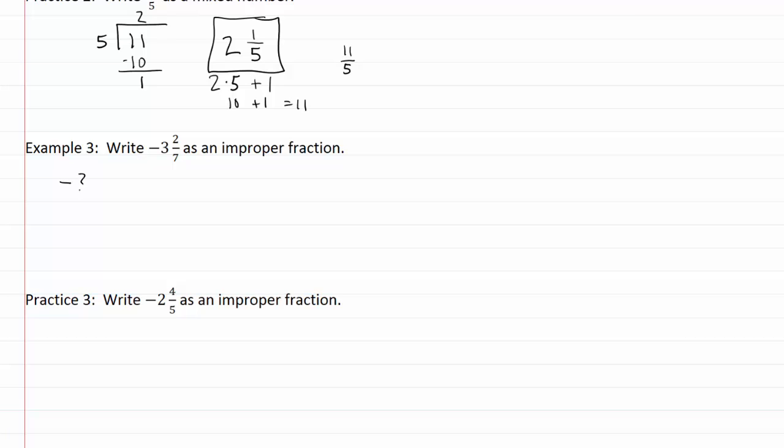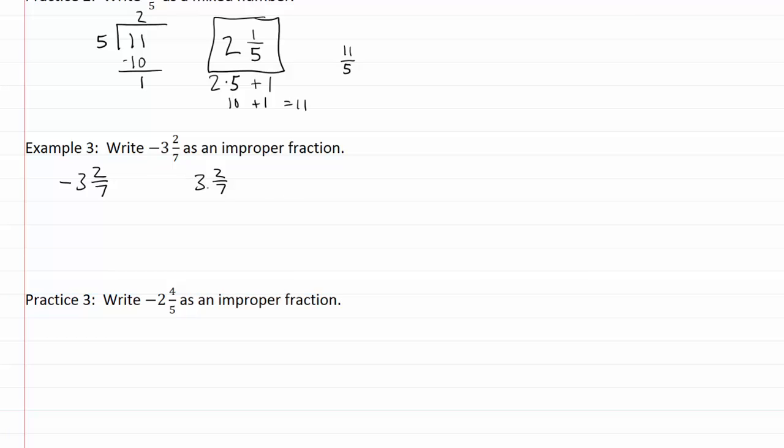So this is -3 2/7. So this is a little bit tough to picture because it's like you're taking away something that doesn't really exist. So the thing to remember, this is going to be a negative answer, so I'm going to ignore it as I do my work. I'm going to just convert 3 2/7 to an improper fraction, just like I have been.